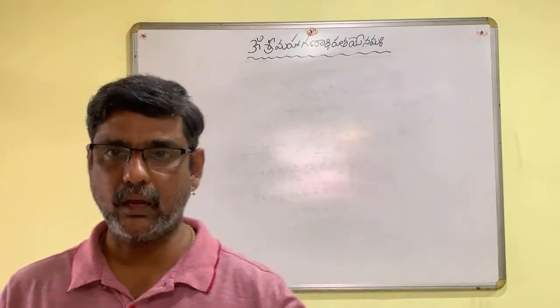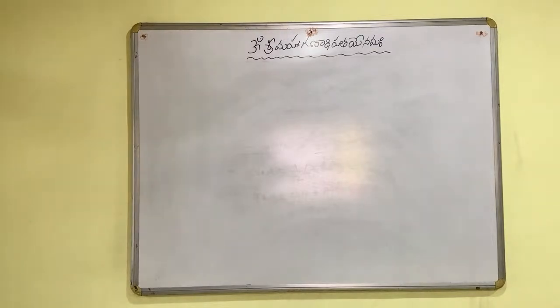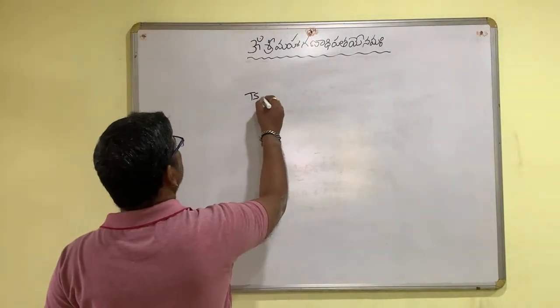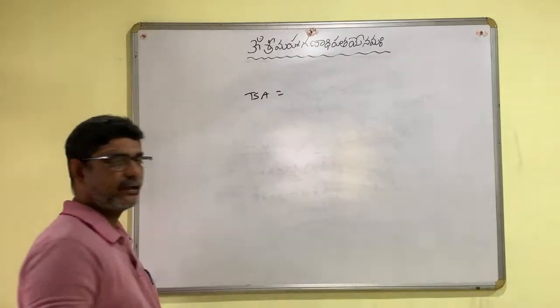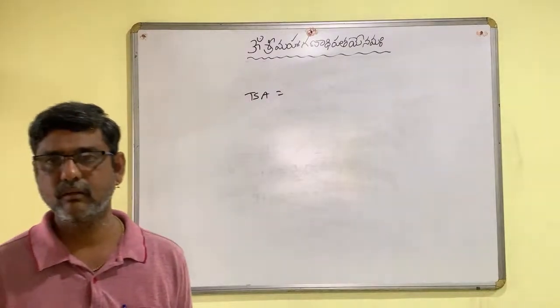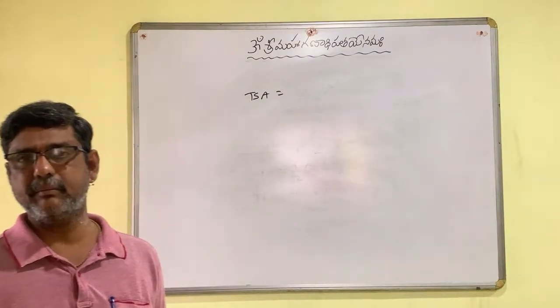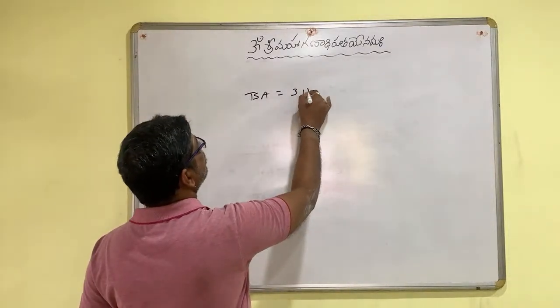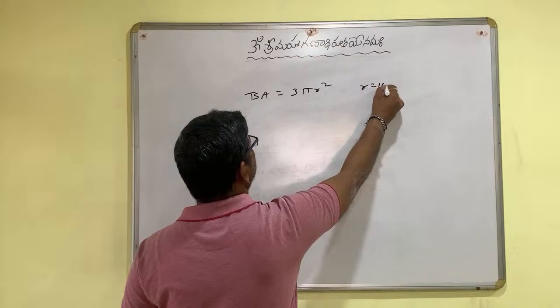So third question now. Find the total surface area of a hemisphere of radius 10 centimeters. Total surface area of hemisphere. Can anyone say? What is the TSA of a hemisphere? 3 pi r square. Correct. Where r is given as 10 centimeters.